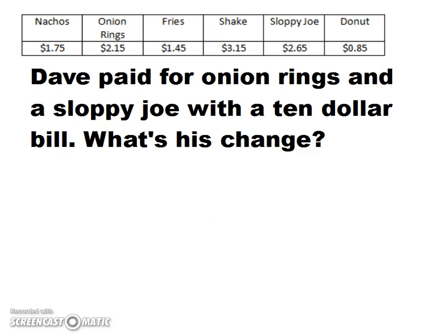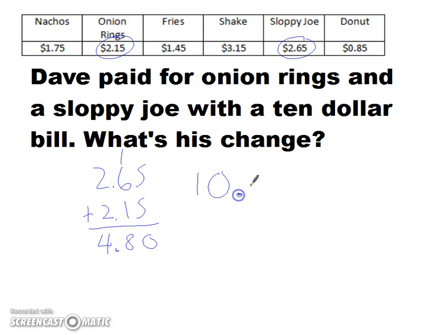Dave paid for onion rings and a sloppy Joe with a $10 bill. What's his change? Okay, so the first thing I want to do is find out how much it would cost. So I need the onion rings and a sloppy Joe. So we got 265 and 215. Add them together. We're at 480. He's paying with a $10 bill, which is really $10 and no cents. $4.80. And I'm going to subtract because whenever I'm getting change, it always means I'm subtracting.